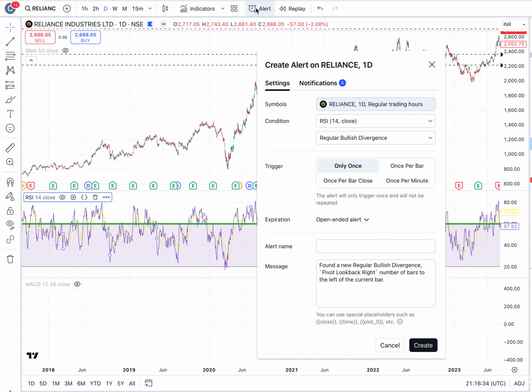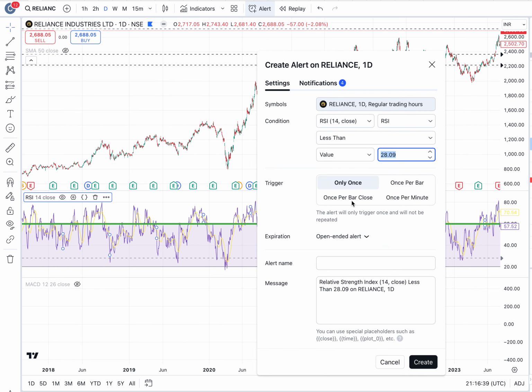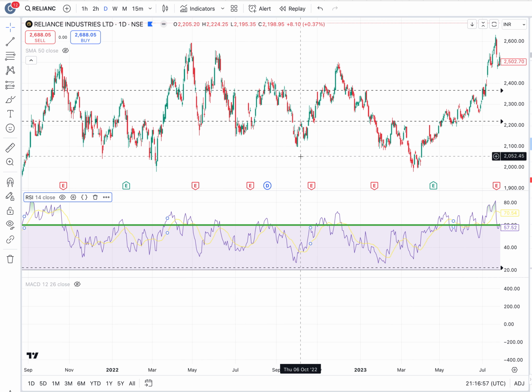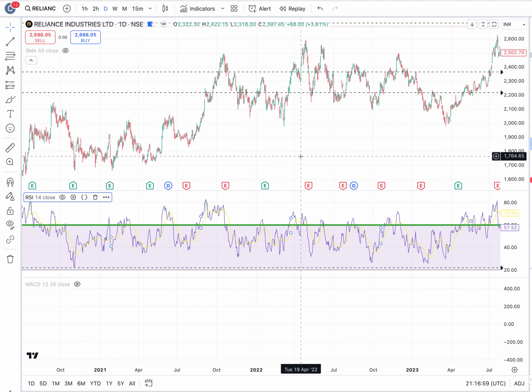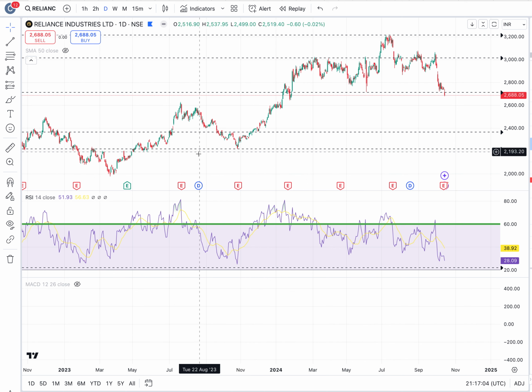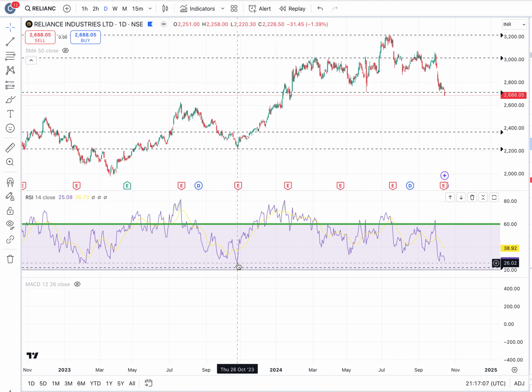So if you say alert, simple RSI, not the bullish, less than somewhere around 25, I'd say 22, value less than 22, then you create an order. If you want to keep the day level, this is Reliance, 1 day, regular trading, 14 close, less than value 22, and just create it. And boom, when it triggers, what will you do? Buy the stock, not sell, because it's oversold and there is no pressure left in the stock. So that's one thing.